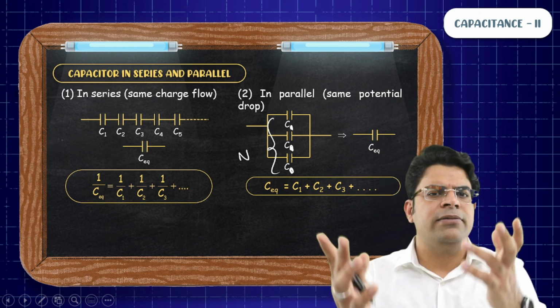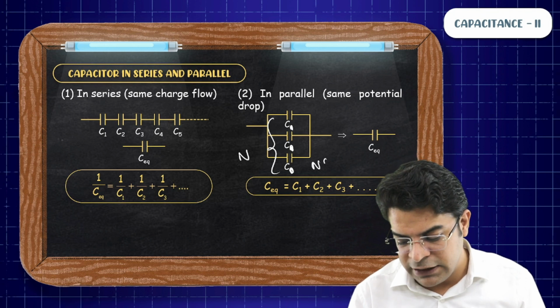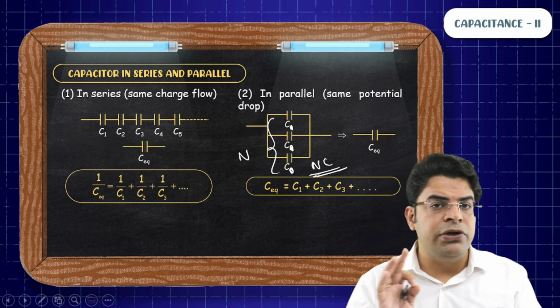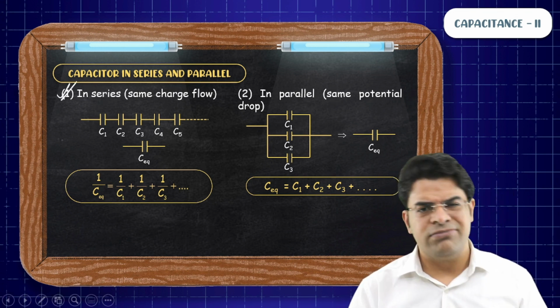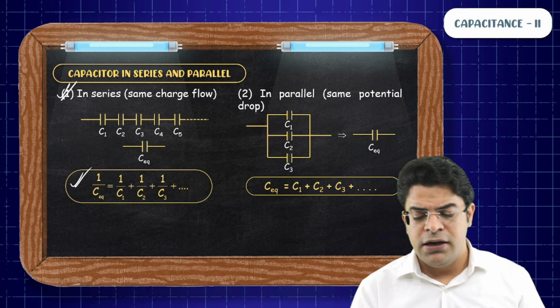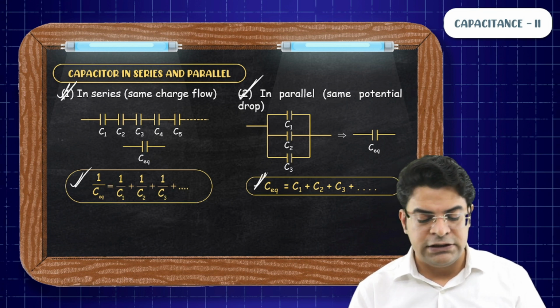How many times? N times. So the equivalent capacitance comes out to be NC. The same arguments can be used here as well. So just remember that capacitance in series is like resistance in parallel, and capacitance in parallel is like resistances in series.